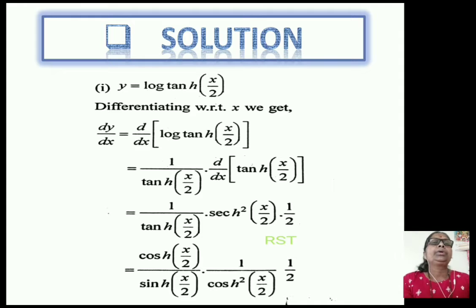So that dy by dx, after simplifying, we get cosh x by 2 upon sinh x by 2. That is, 1 upon tanh means coth, and coth means cosh x by 2 upon sinh x by 2, into sech square x by 2. Sech means 1 upon cosh, so that into 1 upon cosh square x by 2 into half, as it is.